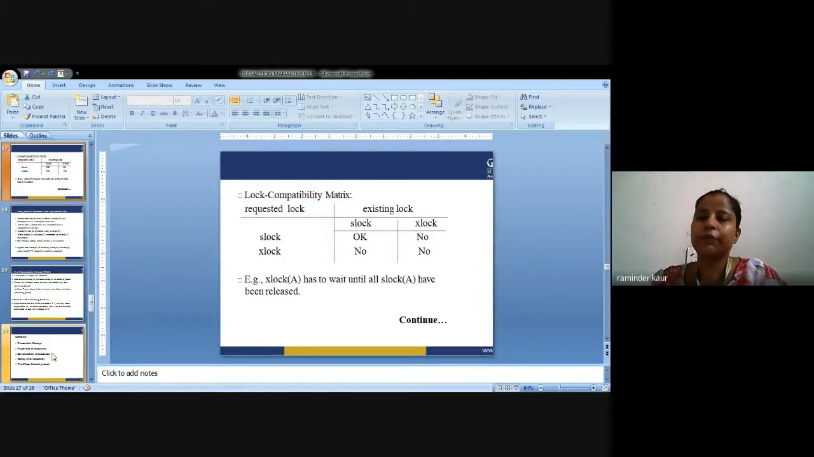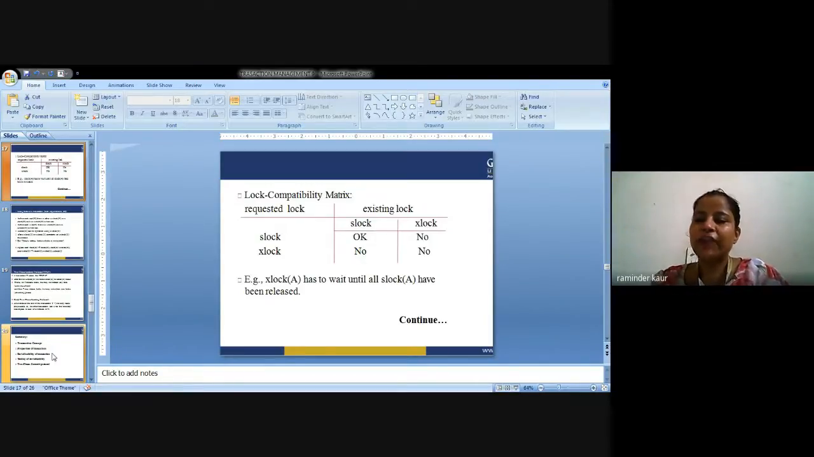Next is exclusive. What is exclusive? A write lock item is called an exclusive lock item because a single transaction holds the lock on the item. In this, both read and write, that is update operations, are allowed. So there are certain rules that are associated with the X lock, that is the exclusive lock.